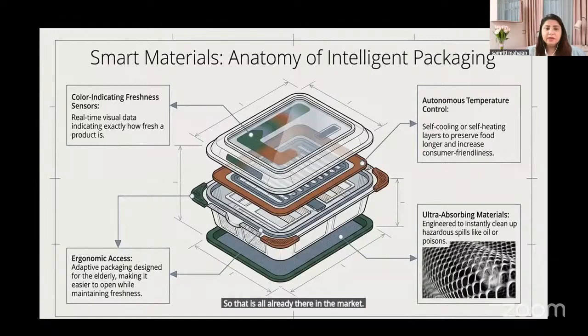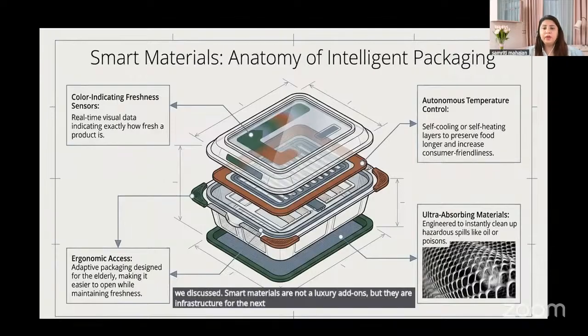And the fourth part is ergonomic access. What is that? It is adaptive packaging specifically designed for elderly consumers. Easier to open, but engineered to maintain the freshness seal. And this responds directly to the socio-cultural shift we discussed. Smart materials are not luxury add-ons, but they are infrastructure for the next food economy. So that we need to think about.